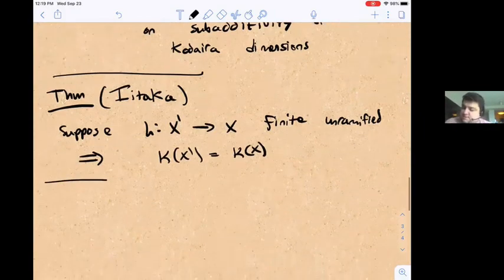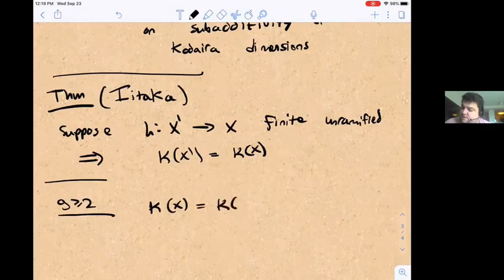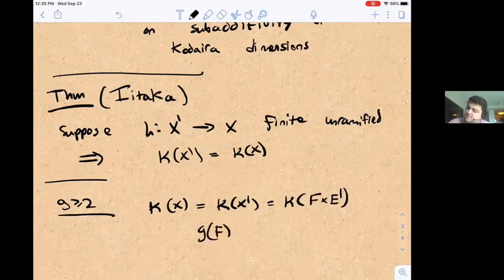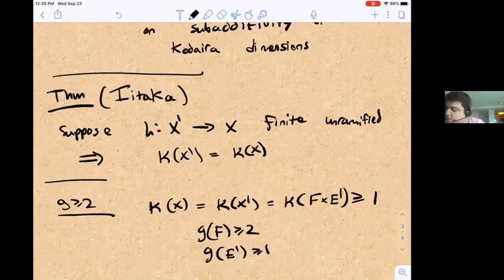Okay, so now we can apply this in the genus greater than or equal to 2 case. Well, the Kodaira dimension of X is the same as the Kodaira dimension of our trivial X prime. That's a cover, but since X prime is trivial, this is a product F times E prime. The genus of F is at least 2, and the genus of E prime, well, E prime is some cover of an elliptic curve, so that's at least 1. And so we have a product of curves of genus at least 1. So this has actually Kodaira dimension at least 1. And so that's a contradiction.